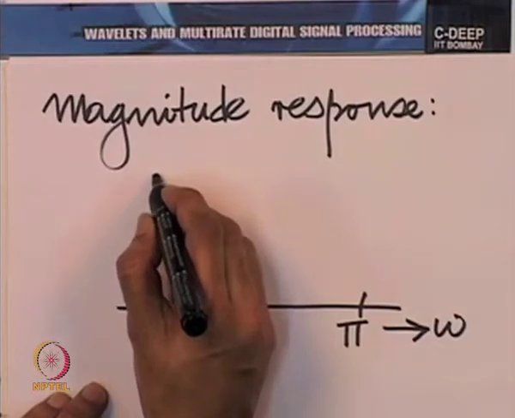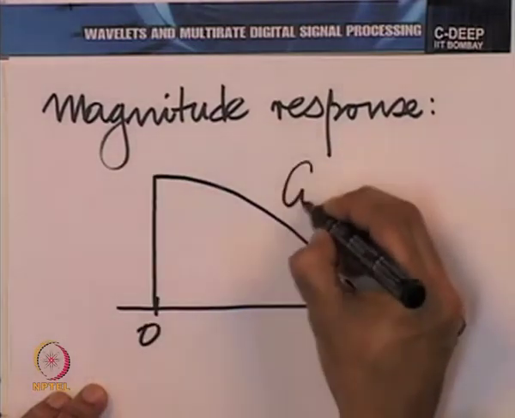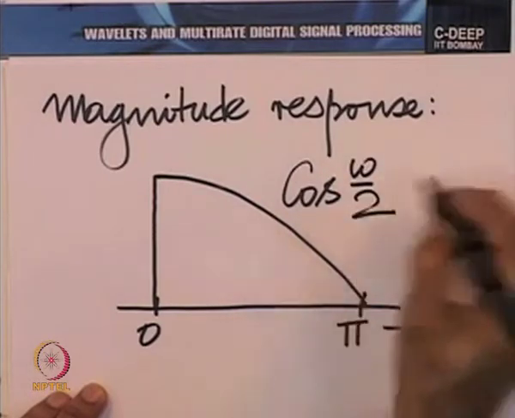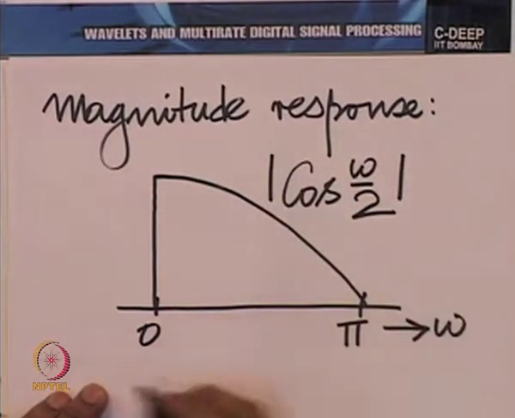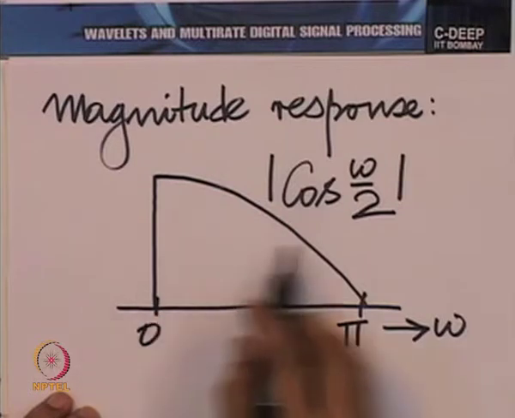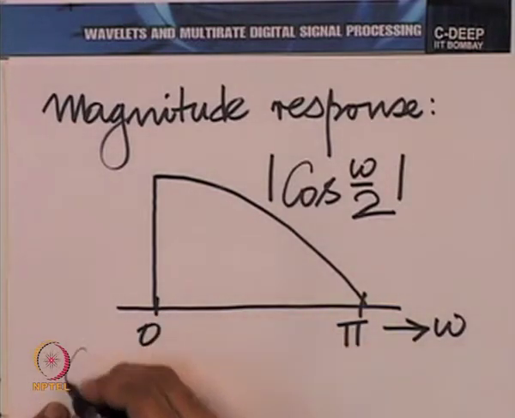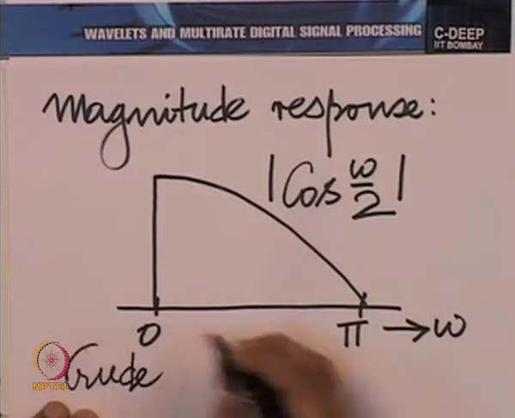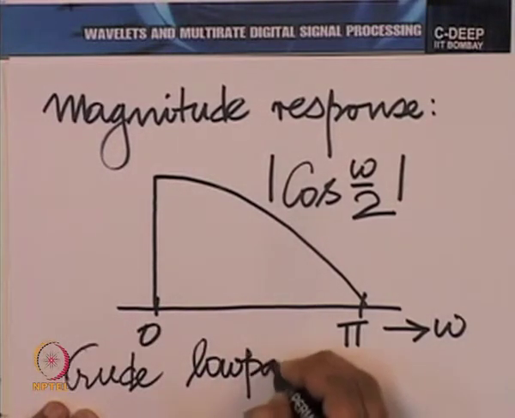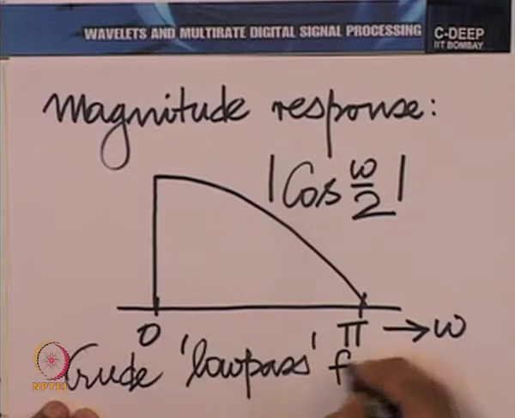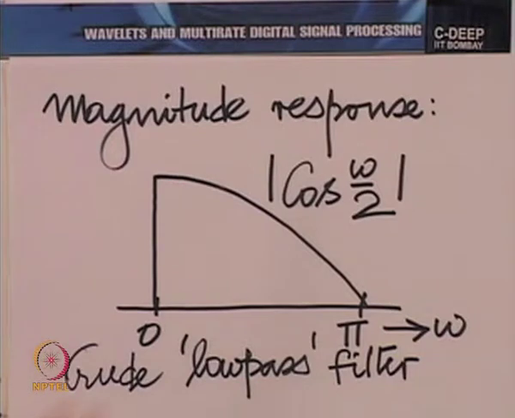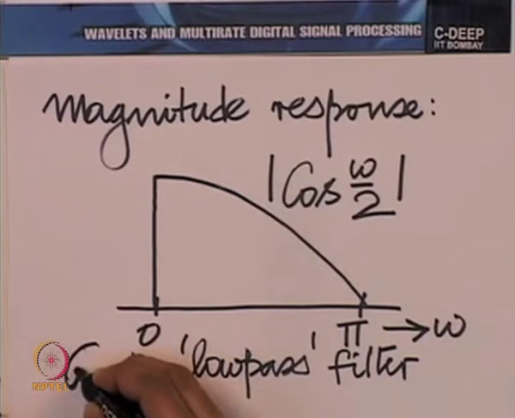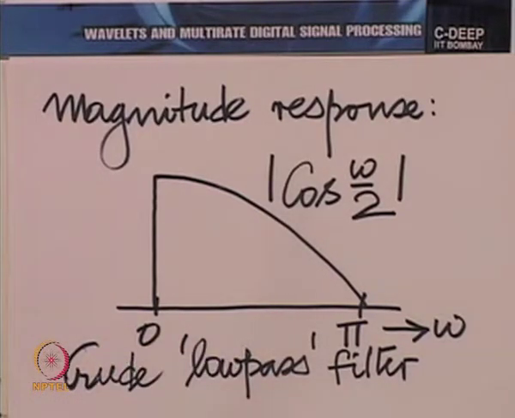You can see that this is the kind of pattern that it is going to show, essentially of the form cos omega by 2. And for the moment, we can already see that this is something like a crude low pass filter. I say it is a low pass filter because it emphasizes the lower frequencies and de-emphasizes the higher frequencies. I say it is crude, it is far from ideal.